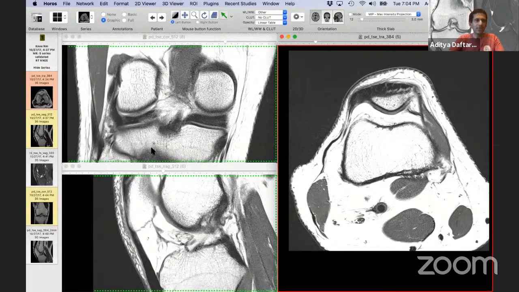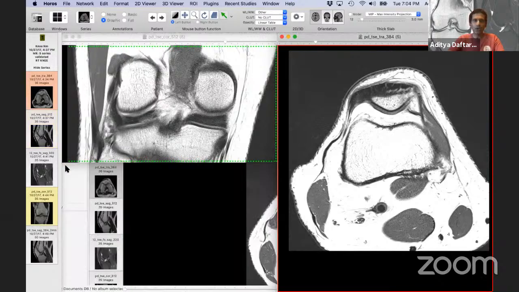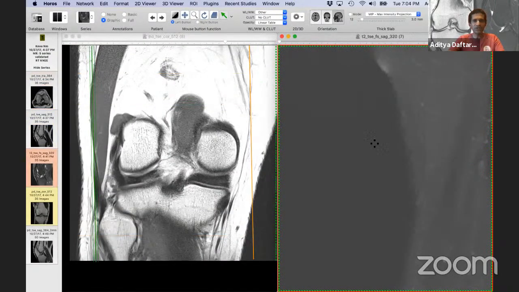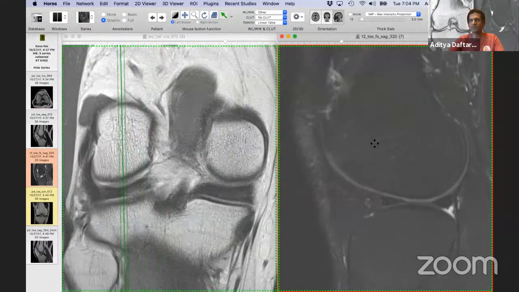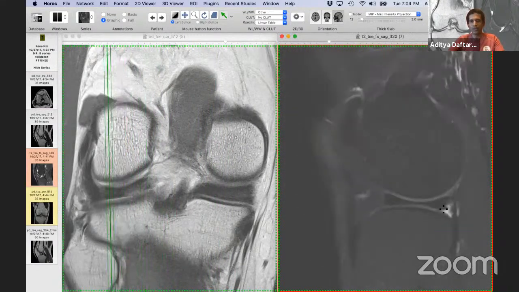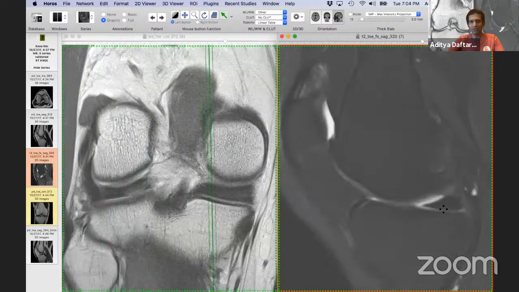Now, let me not waste any time and go straight into how we start reading. The first thing I do is look at the fat suppressed images. These are the most helpful images in terms of how you start looking at things. What I look for here is typically areas of bone marrow edema.